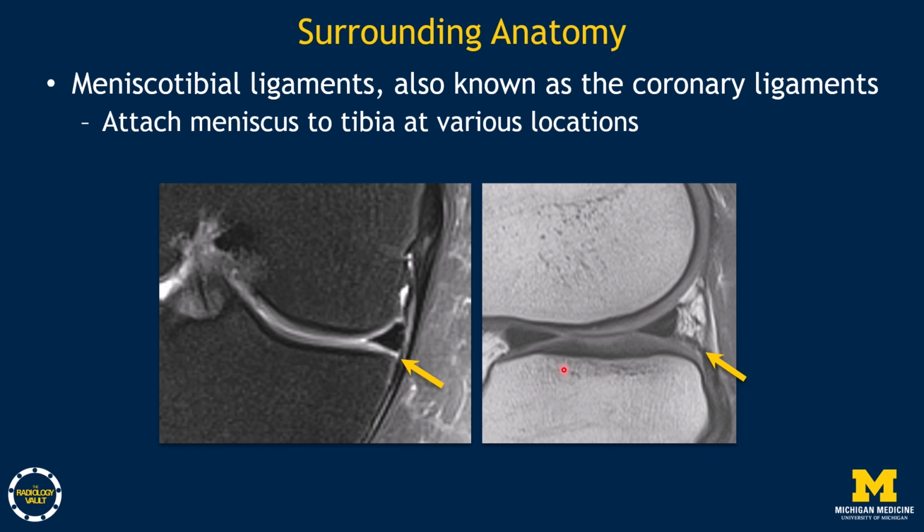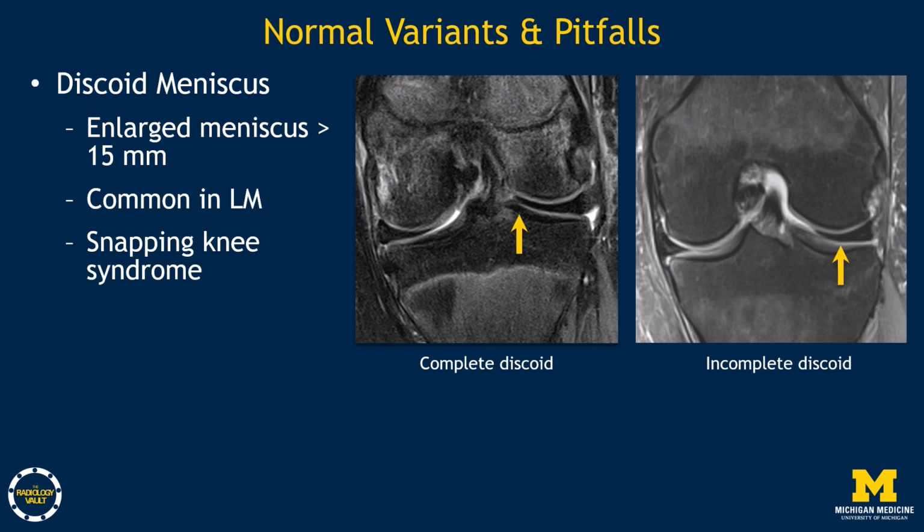Discoid meniscus represents an enlarged meniscus with further central extension onto the tibial articular surface. It is often incidentally detected and far more common in the lateral meniscus than in the medial meniscus. The complete variant covers the entire tibial plateau, while the partial variant has less than 80% of tibial plateau coverage.